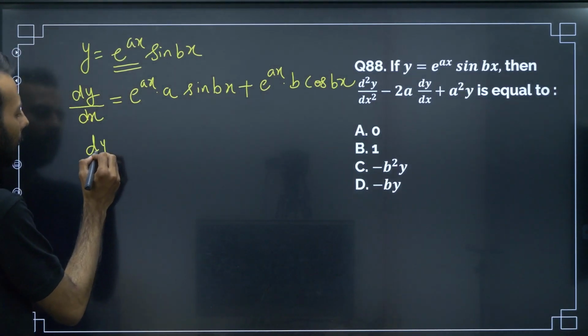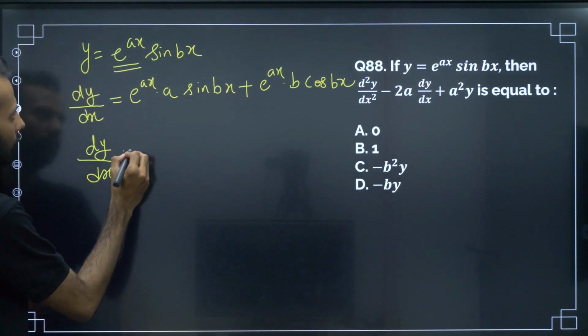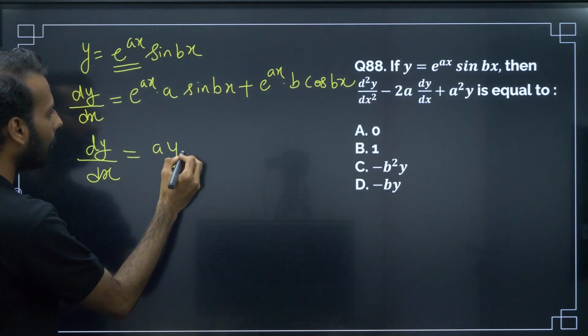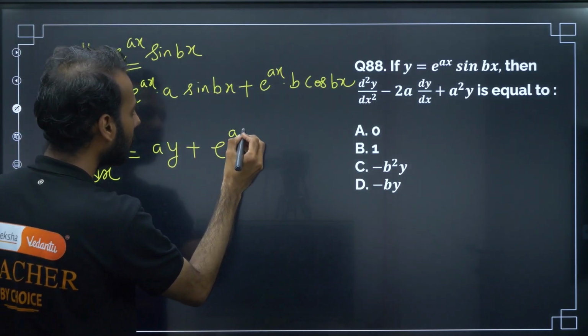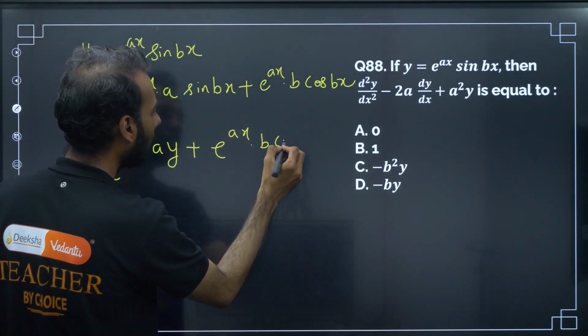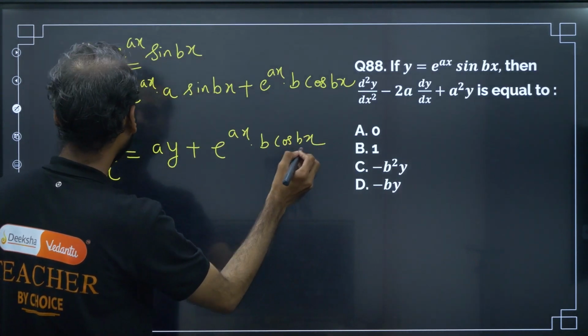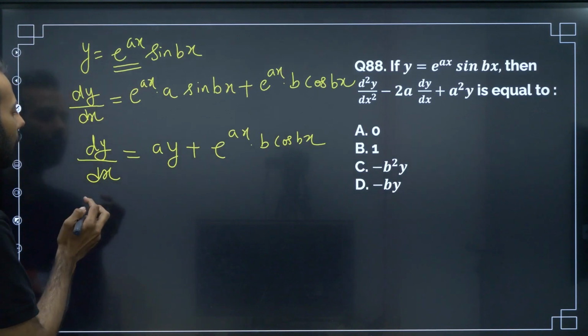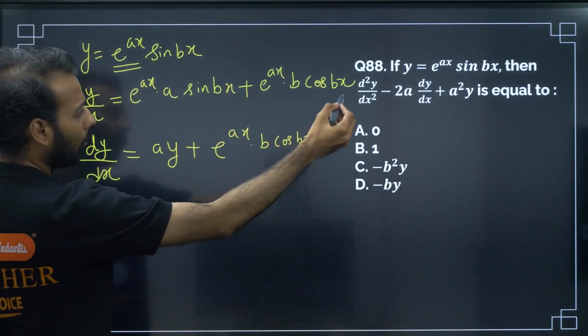Next, dy by dx is e raised to ax sin bx. Let me write this as ay plus e raised to ax b cos bx. We can write dy by dx like this, for b cos bx. That's it. Now we still have to go for d2y.